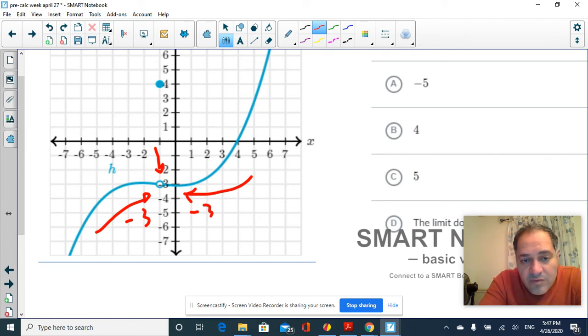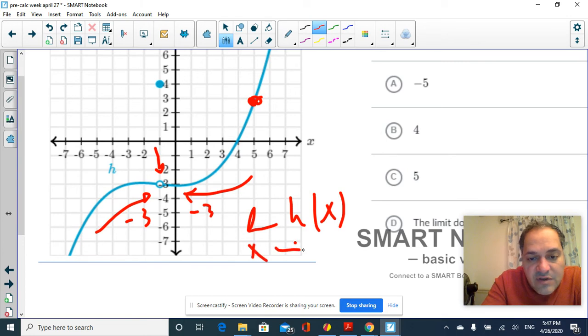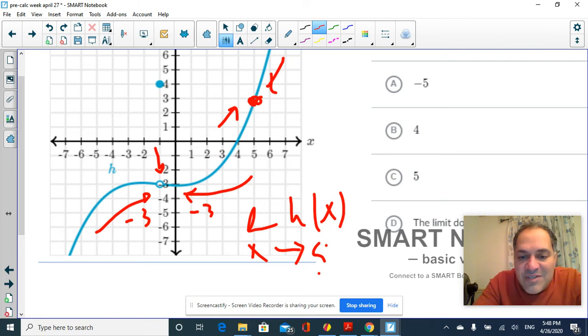If you have a hole in the function at a point, for example at x equals 5, and you are looking for the limit of h of x as x tends to 5, it means: when x approaches 5, what's the value of the function? This is the meaning of the limit. When x approaches 5, from the left it's going to 3. From the right it's also 3. So the limit as x tends to 5 is 3. The meaning of the limit of any function is: when x approaches a number, what value does the function approach?